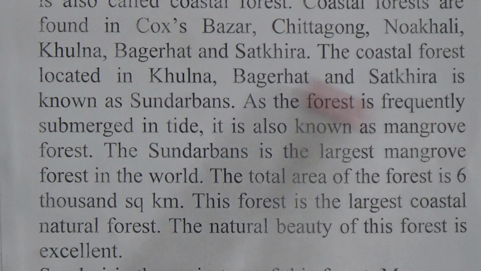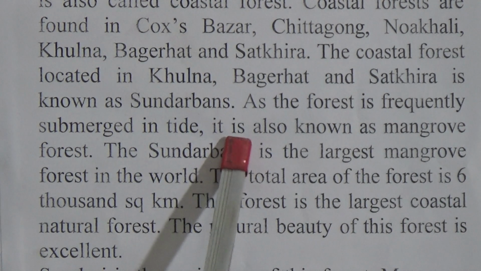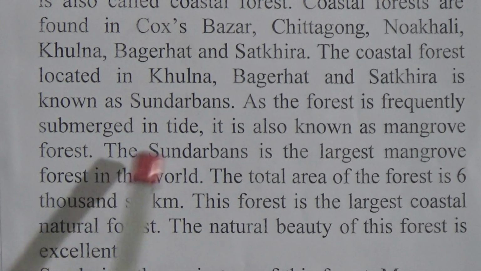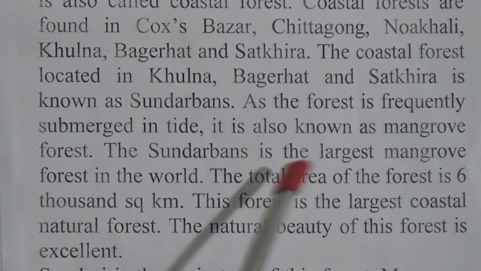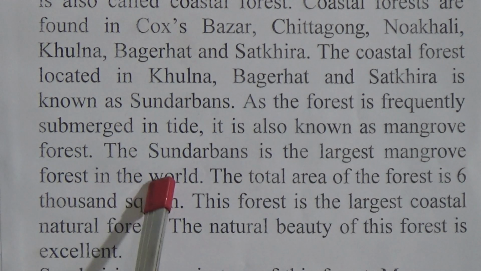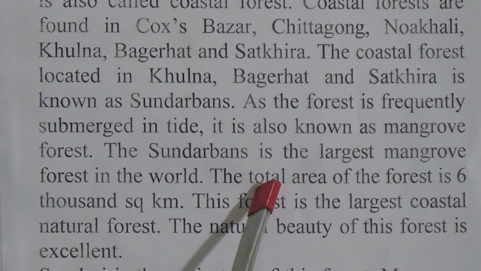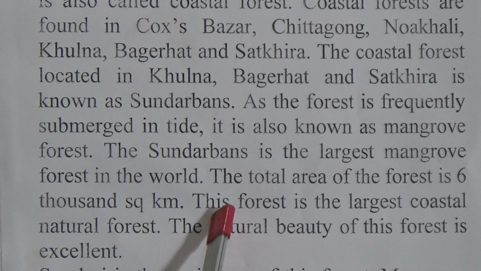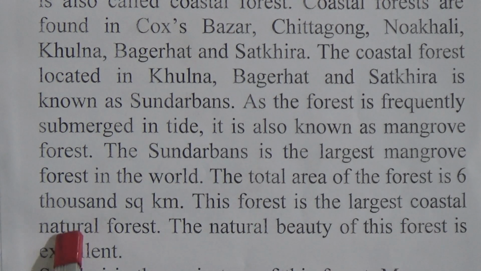As the forest is frequently submerged in tide, it is also known as mangrove forest. Another definition of mangrove forest, that the Sundarbans is the largest mangrove forest in the world. This is about Sundarban, and the total area of the forest is 6,000 square kilometers. This is the area of the forest of Sundarban. This forest is the largest coastal natural forest. Another definition, natural forest. And natural beauty of this forest is excellent.